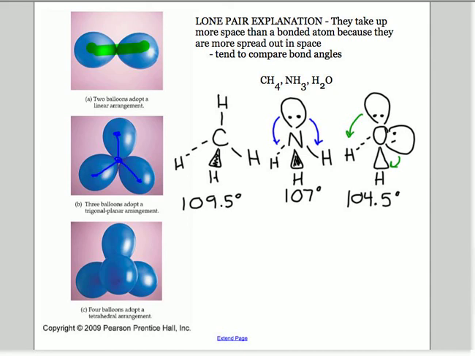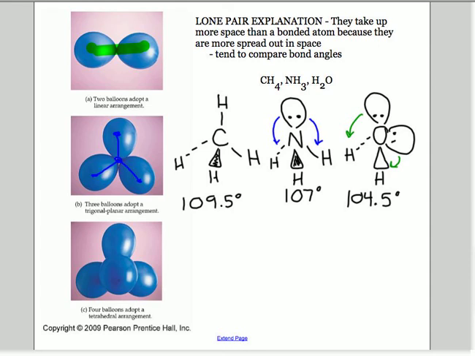So we said that lone pairs take up more space than bonded pairs, and that's because they tend to spread out more. If you look here, we have CH4, NH3, and water. I'm just giving these to you right now so you've seen them. This is the 3-dimensional drawing of methane, with your carbon in the middle and 4 hydrogens coming off of it.